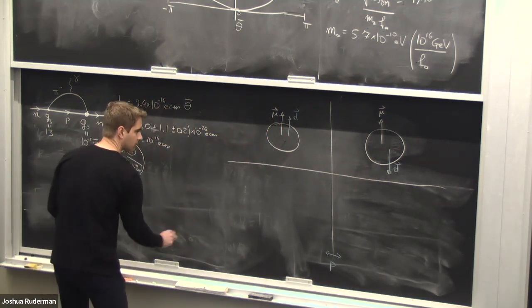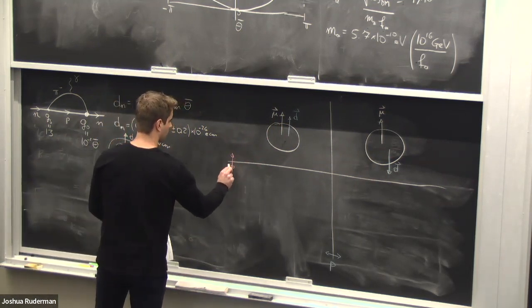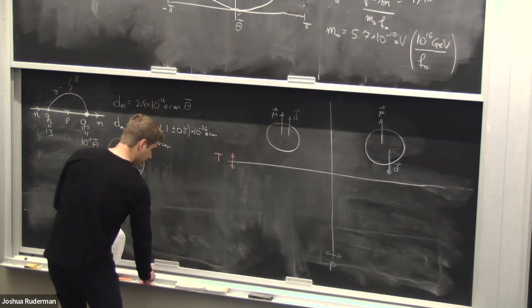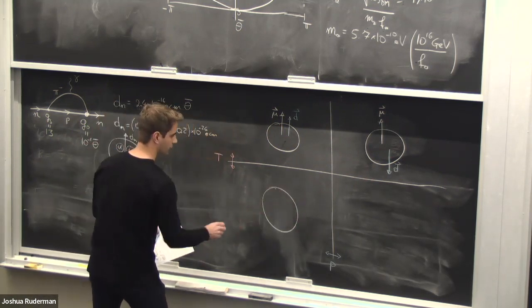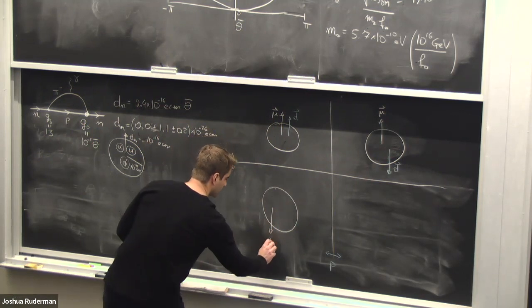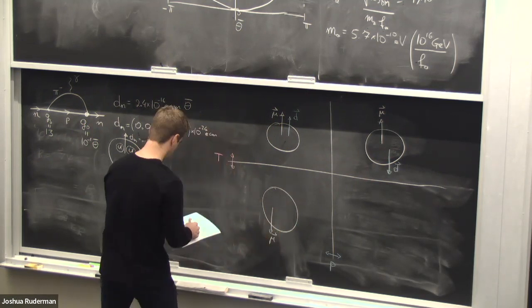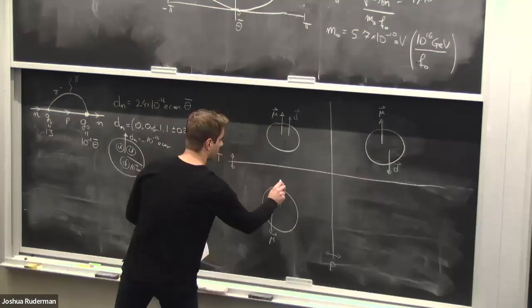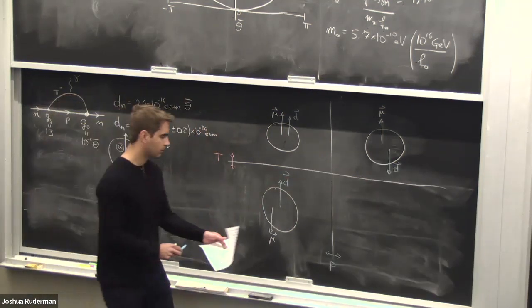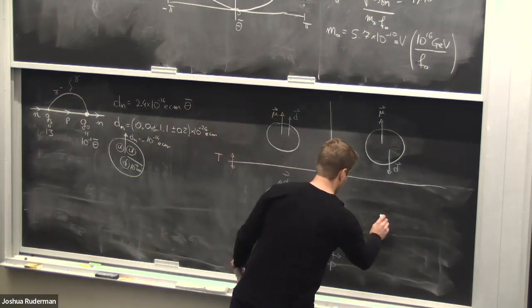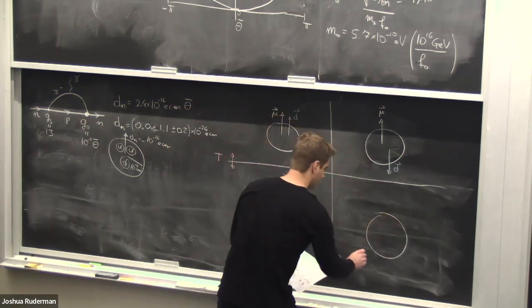And similarly, if you do a time reversal transformation, the spin is odd, but the dipole moment is even, so it still points this way. And then if you do a combined P and T transformation, you flip both.